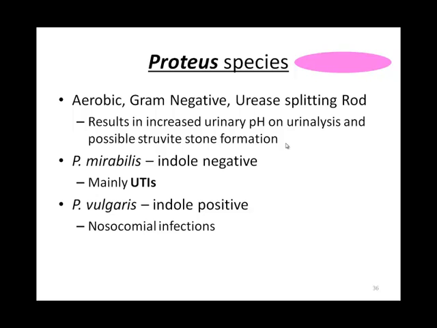So Proteus is a very interesting species of bacteria, and most specifically for UTIs. And why is that kind of an interesting bacteria within UTIs? Well, we'll talk about this a little bit in the UTI lecture, but I think it's important to know that this rod will split urease. Because of that, it'll end up with a more alkaline pH or an increased urinary pH on urinalysis, and possibly even lead to stone formation or kidney stones.